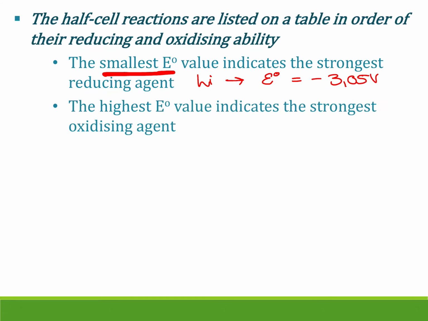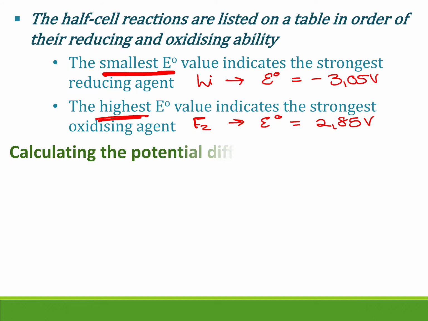Okay? The highest E cell value indicates the strongest oxidizing agent, substances that desperately want to be reduced. Fluorine is our strongest oxidizing agent. It has a value of 2,85, okay, or 87, something like that. But it's positive, okay? So by highest, I mean highest on a number line. Very, very important. How do we use these values to calculate the EMF of a cell?